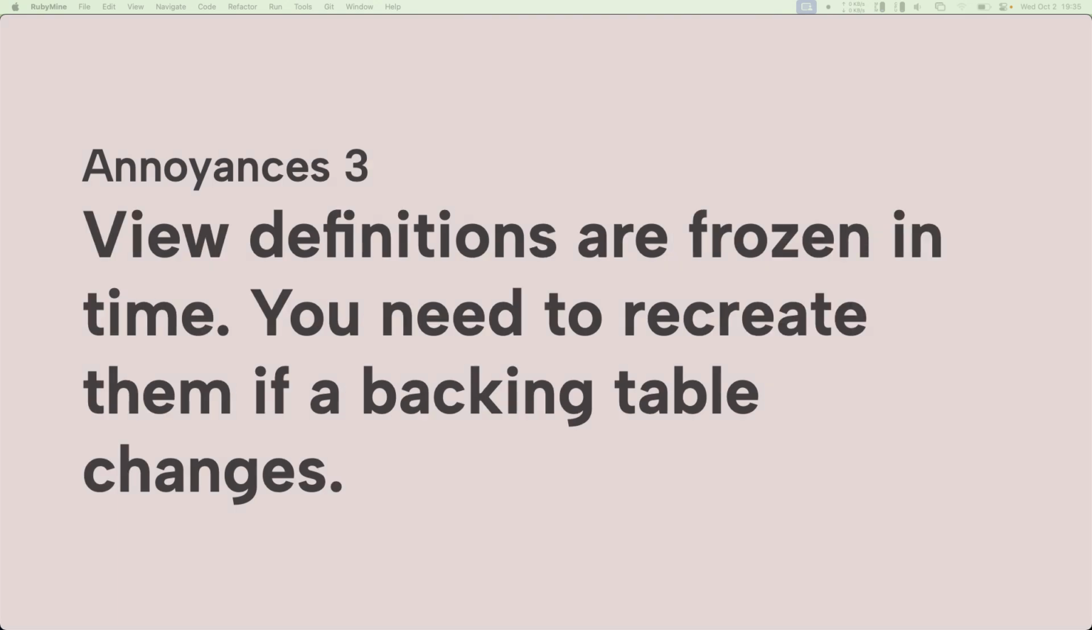Lastly, when you create your view, Postgres will freeze the schema in time. So if you change a backing table, say you add a column to a backing table and you're doing a select star in your view, that new column is not going to appear until you drop and recreate the view. Something to bear in mind because it can be a bit frustrating. So it's a bit of additional complexity you have to be aware of if you're relying on these pretty heavily.